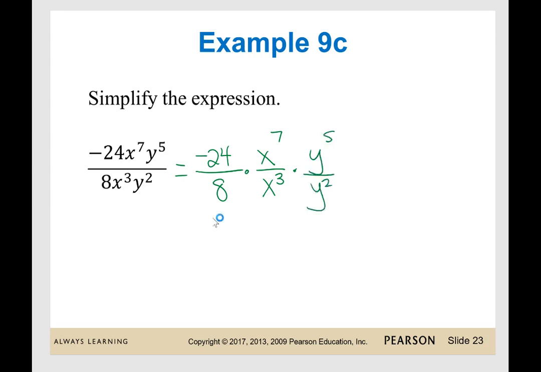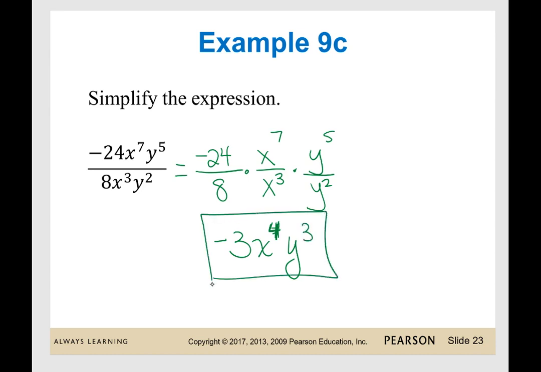All right, so -24 divided by 8 is -3. And then the x's, 7 minus 3 is 4th power. I almost put 3. There we go. And then the y's, 5 minus 2 is 3. So there's my final answer. -3, x to the 4th, y to the 3rd.